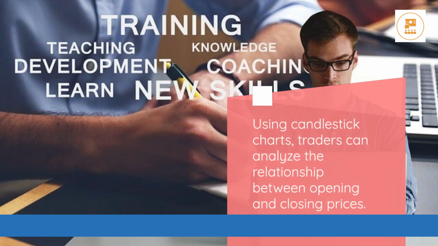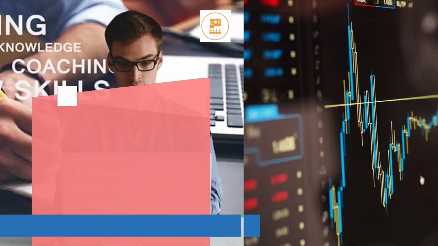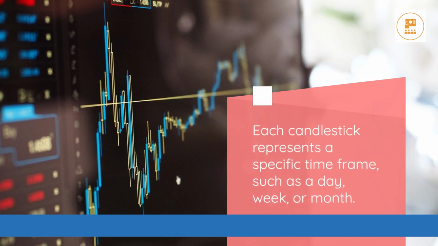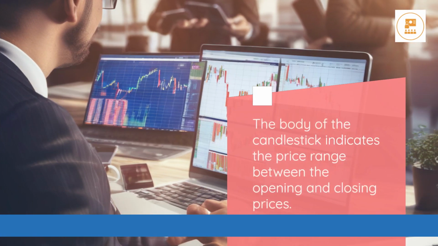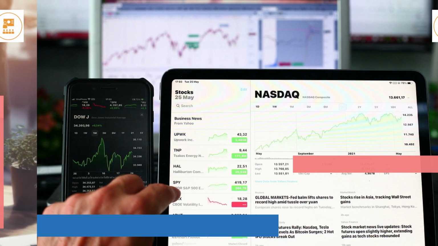Using candlestick charts, traders can analyze the relationship between opening and closing prices. Each candlestick represents a specific time frame, such as a day, week, or month. The body of the candlestick indicates the price range between the opening and closing prices.